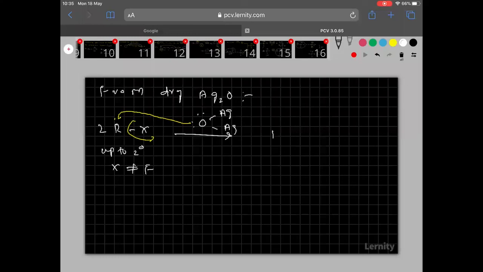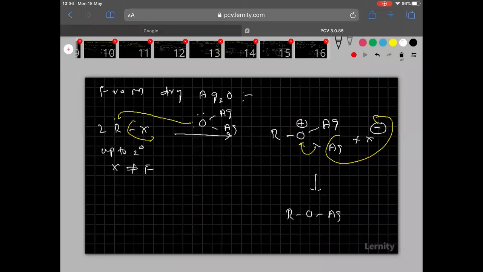Are you followed? Then what happened here? R, oxygen gets positive charge. It is bonded to 2 silvers here, and X minus departed out. Followed? Now what happens? See clearly, this Ag is there now. Ag will take X minus and forms AgX precipitate. Then the sigma bond will shift towards oxygen. Then what is the thing that is formed here? R, O, Ag, oxygen carries 2 lone pairs, and here AgX is the precipitate formed.